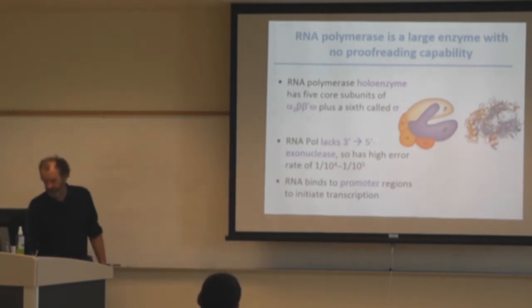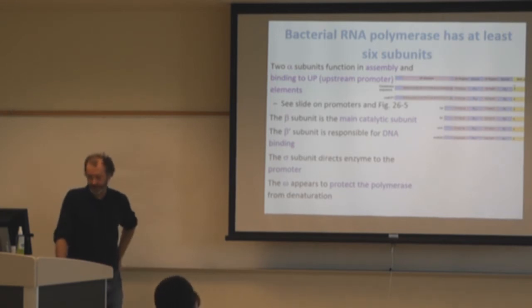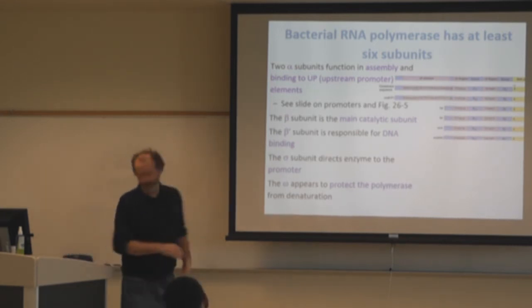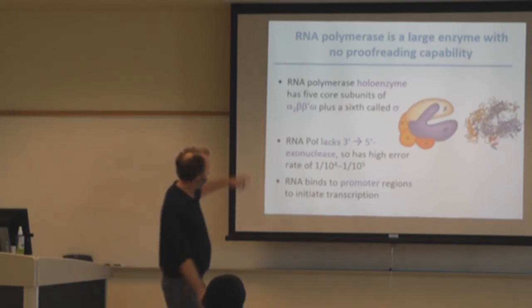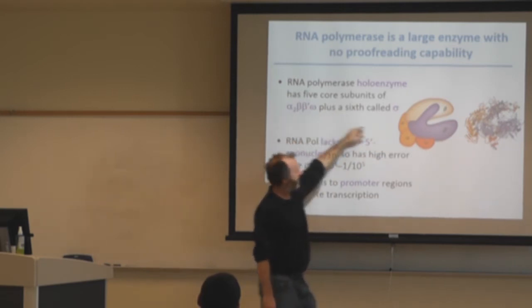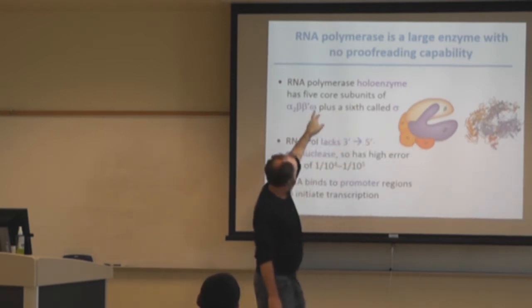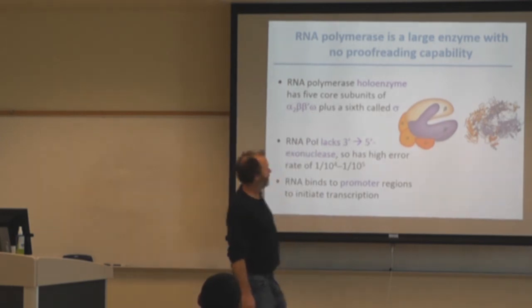RNA polymerase binds. And this is what we mean by promoter regions. These are some promoter regions. So we didn't talk about the subunits, right? So you got 2 alpha subunits, a beta and a beta prime subunit, and then an omega subunit, right?